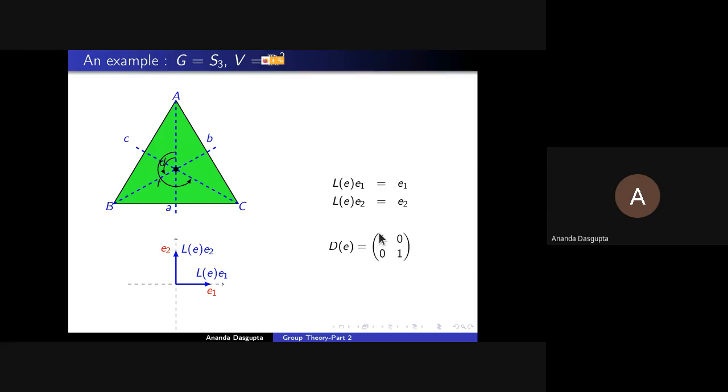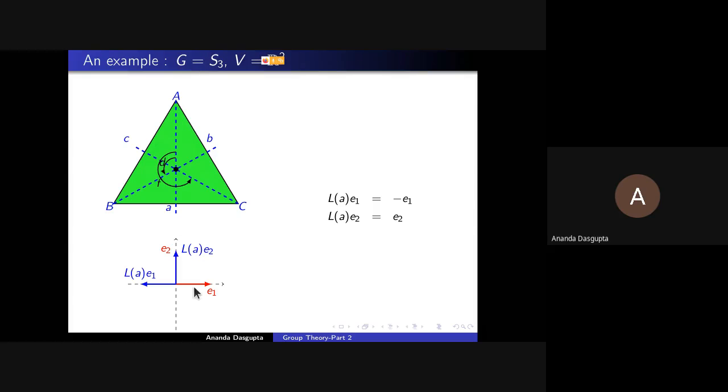So let's look at the next operator, which is the operator corresponding to A. A is reflection in this line. So what does LA do to E1 and E2? If you reflect in this line, LA E2 is the same as E2. LA E1, on the other hand, has changed sign. So it has become minus E1. Once again, writing down the matrix here is straightforward. It's going to be minus 1, 0 for the first column and 0, 1 for the second column. Again, this is symmetric, so frankly, you didn't see the difference. But still, this is the matrix that you have for D of A.